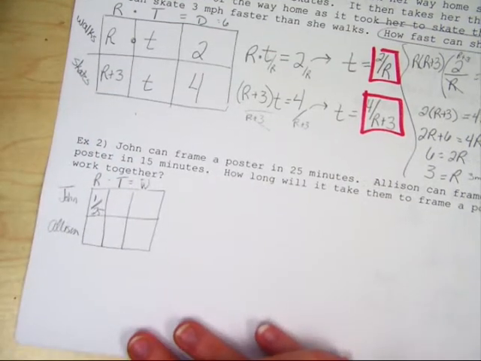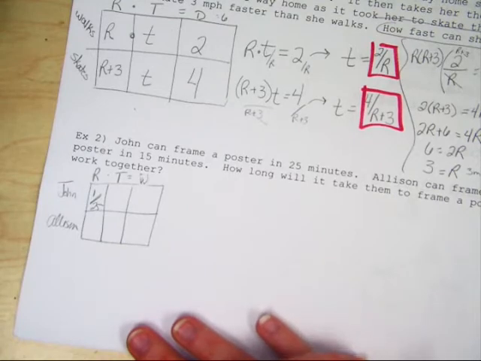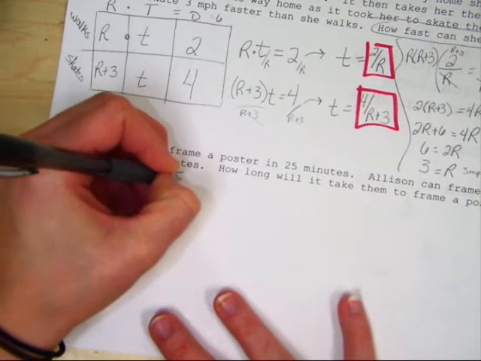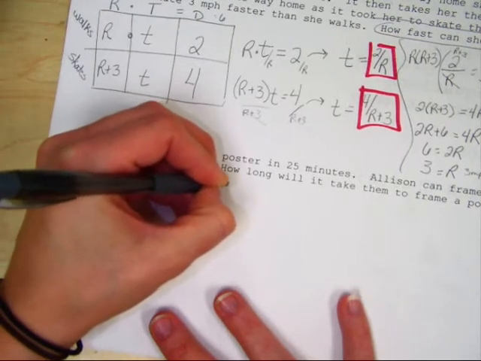And a lot of people struggle with that. They'll just put 25 here. They think that's his rate. That's not his rate nor his time. Because we should make a note, T is time together. That's what we're trying to figure out.